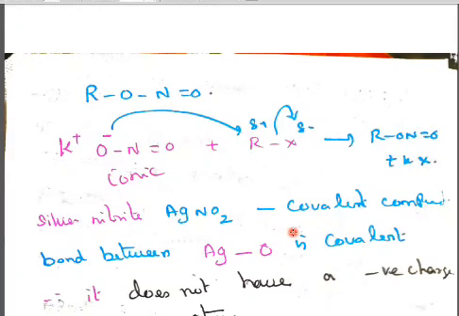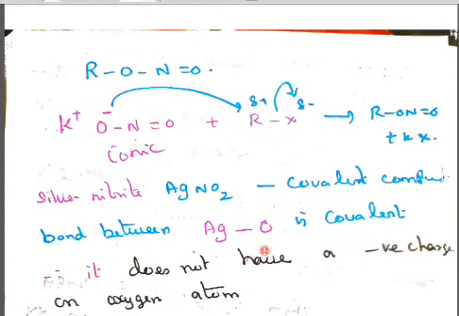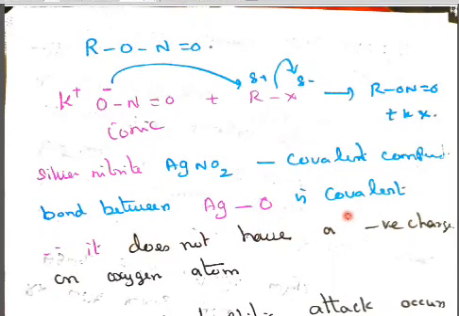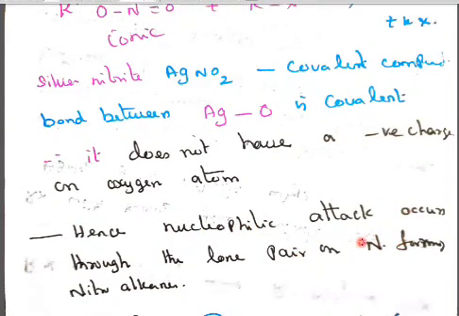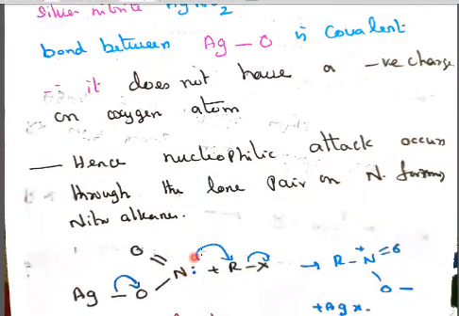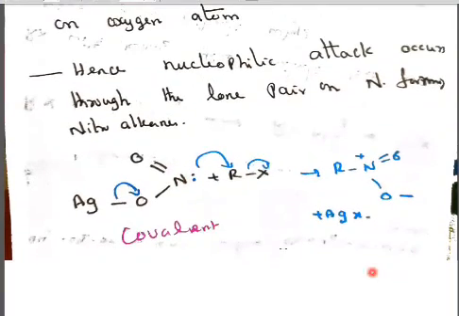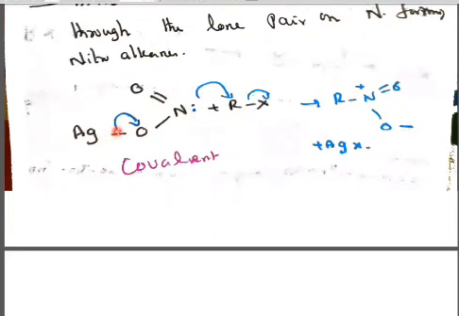Silver nitrite is a covalent compound. The bond between Ag and O is covalent, mutual sharing only. This oxygen cannot dominate at all, so it does not have a negative charge on the oxygen atom. Hence the nucleophilic attack occurs only through the lone pair on the nitrogen. So nitrogen only will be attacking, and NO2 will be attached. This lone pair is shared with the alkyl group, so R links with the NO2.